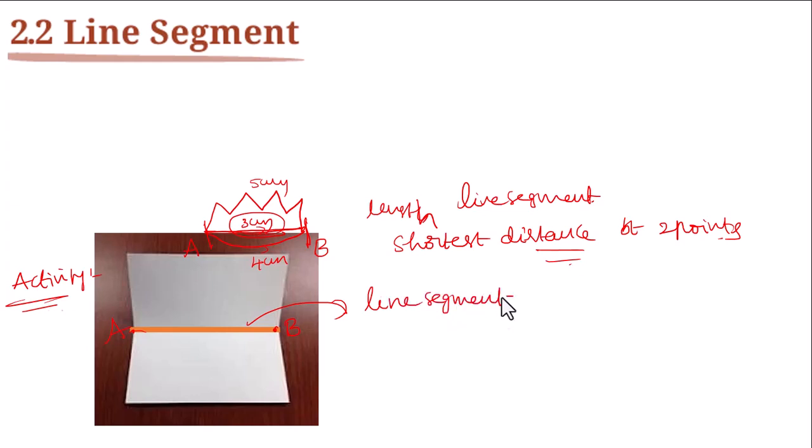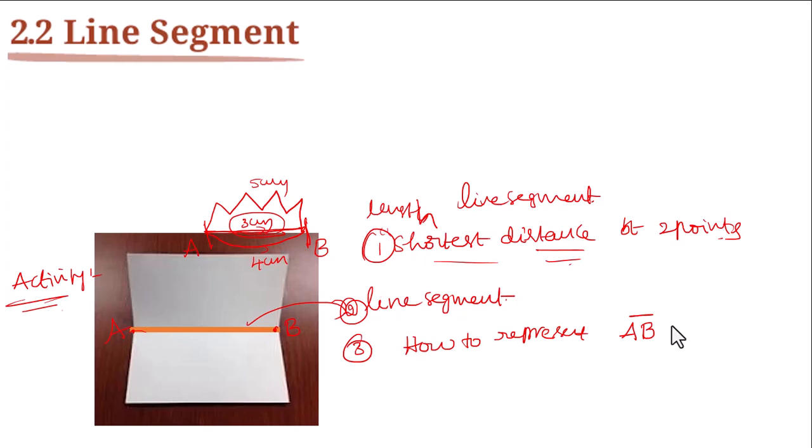So I have told you 2 definitions. The shortest distance between 2 points is one definition. Another is that joining 2 end points is also called a line segment. How do we represent this line segment? I can write the 2 points side by side and put a line segment symbol over them.